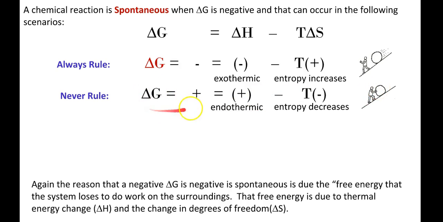Meaning if your delta G is positive, that means that you're not spontaneous. There's no pathway for the reaction to go. You still can make the process work, possibly, but you're going to have to add energy to make it happen. Okay? And that leads us to the sometimes rule, where it could be positive or negative.